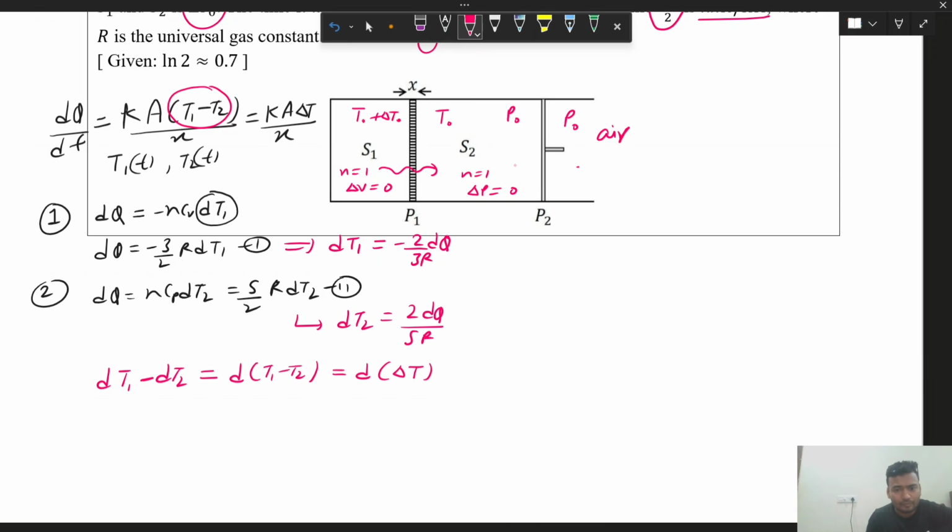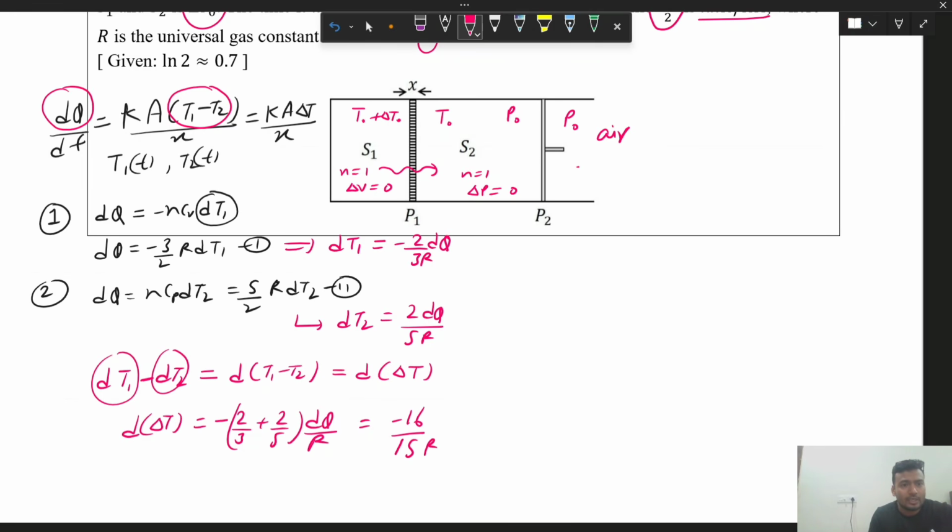Now as you are subtracting them, you will have to write the right side also. So basically d delta T, but what is its value? dT1 minus dT2 is minus 2 by 3R dq, so if I take the minus outside, 2 by 3 inside, and minus of minus will be plus 2 by 5 dq by R. So it is 10 plus 6, it will be minus 16 by 15R, and the dq value you can take from here. So it will be k times delta T by x into dt. Yeah, dt will go towards the right now.